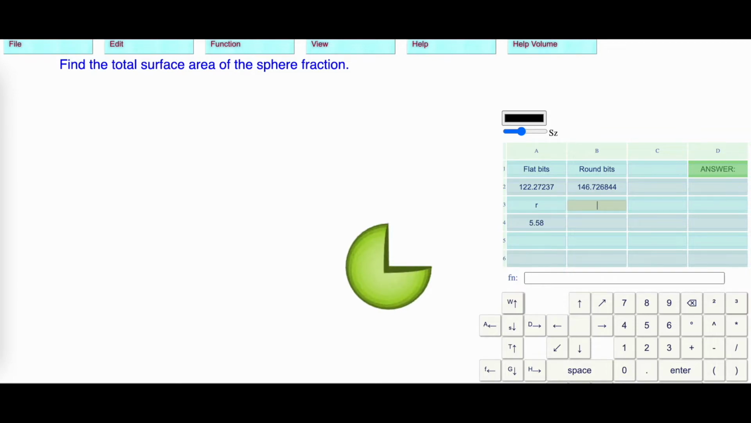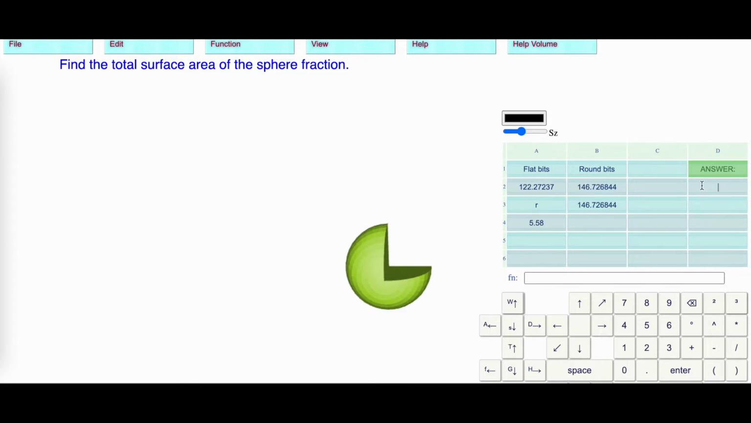The full sphere is 4 pi r squared. So 1/8 of a sphere is 1/8 of 4 pi r squared, which is 1/2 pi r squared. So every eighth is 1/2 pi r squared. I got 3 of them. So I have 3 times 1/2 times pi times the radius squared. Notice we get the same answer. That's the flat bits added to the round bits.